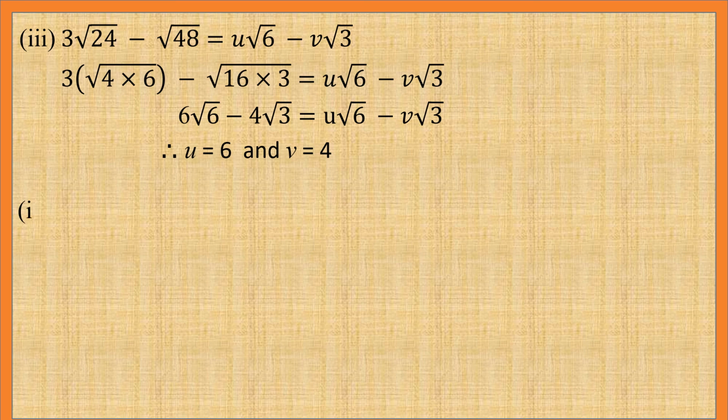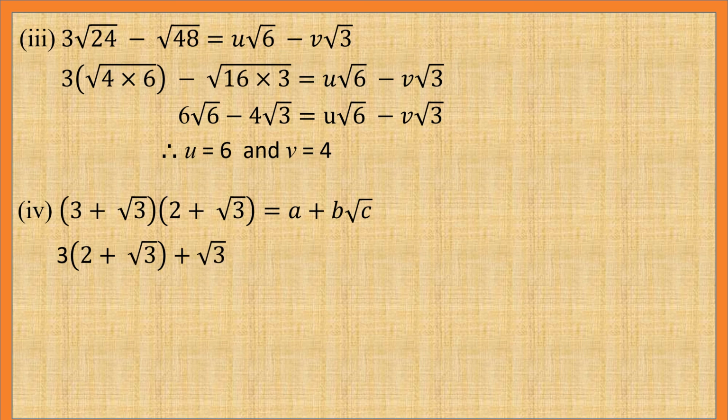Then for Roman number 4, if you are asked to find the value of 3 plus root of 3 multiplied by 2 plus root of 3 in the form a plus b root of c, we are going to expand such that it will be in this form. So expanding, we pick 3 multiplied by the second bracket. After that, we pick root of 3 multiplied by the second bracket. So doing that, this is what we get. We have 3 multiplied by 2 plus root of 3 multiplied by 2 plus root of 3, which is equal to a plus b root of c.